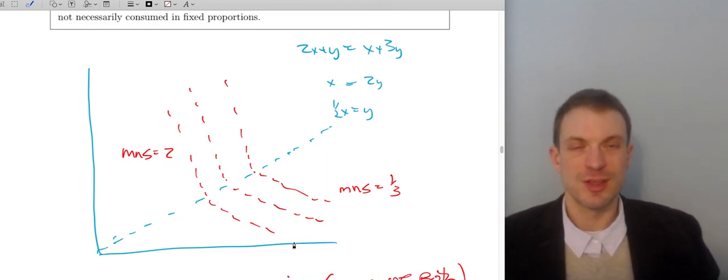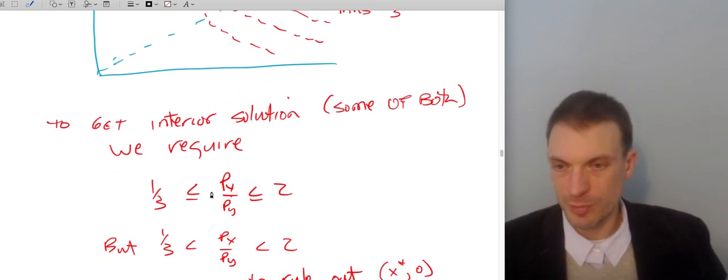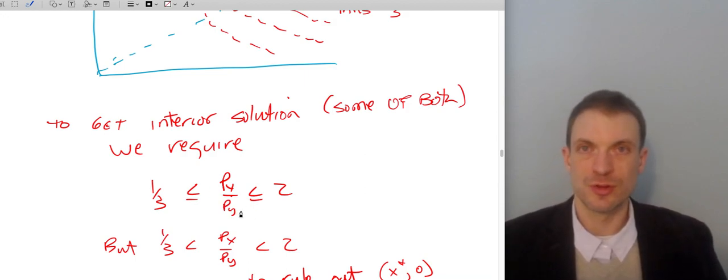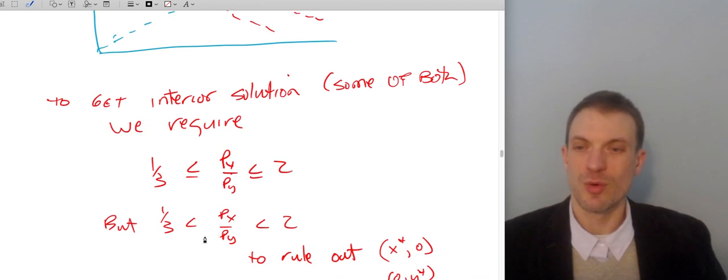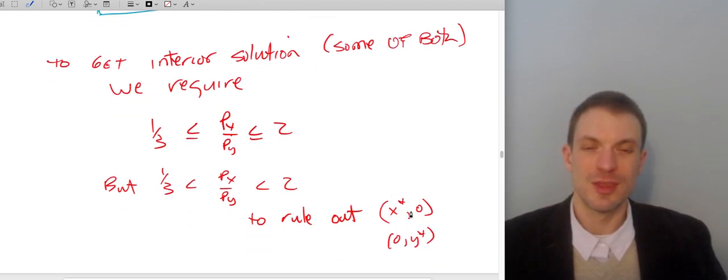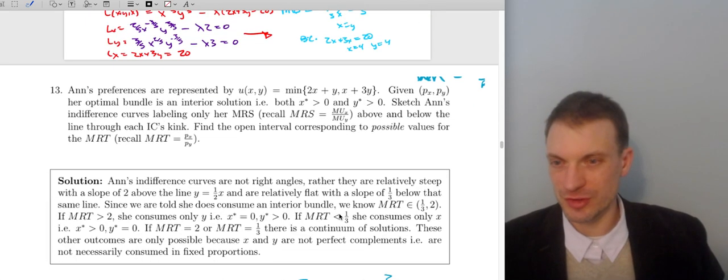So we wouldn't guarantee an interior solution, because you could find a corner solution that's perfectly consistent with the price ratio being equal to 1/3 or perfectly consistent with the price ratio being equal to 2. So to rule that out, I require the open interval. My comment is this is ruling out the all x and all y solution. All right, so that was this right here.